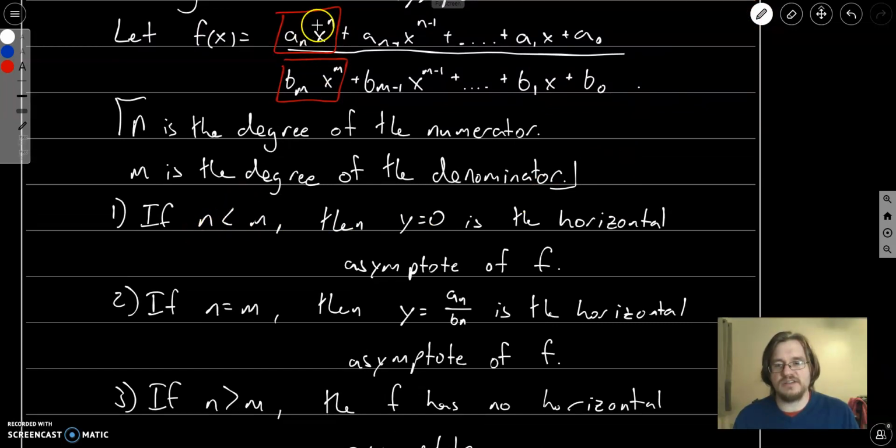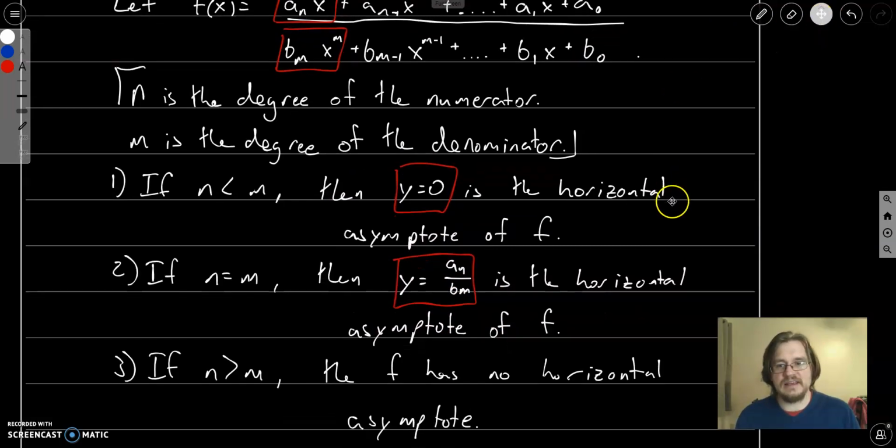If the top of the fraction is smaller than the bottom, as in the degree of the top, n, is smaller than m, then we know y equals 0, as in the x-axis itself, is a horizontal asymptote. If the degree of the top is equal to the degree of the bottom, then we look at the leading coefficient, a sub n, and we divide it by the leading coefficient on the bottom, which should be b sub m. This is the horizontal asymptote of the function.